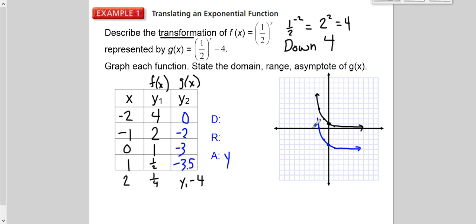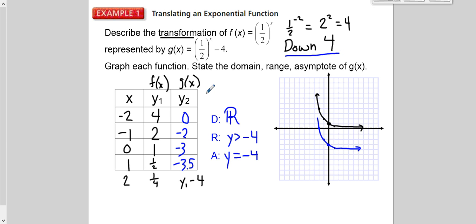Y equals, here our asymptote was y equals 0, so that shifts down 4, just like the whole graph did. And our new asymptote is y equals -4. Our domain and range, let's go in order. Domain is all real numbers, so we can do that fancy R. That means all real numbers, the extra little line. And then the range has to stay above -4, so y is greater than -4. All right, we did domain, range, asymptote. Remember, don't touch the asymptote. And we talked about our transformation, down 4 units.